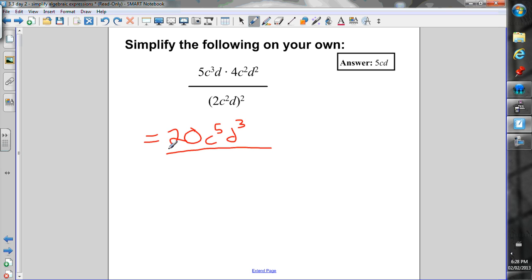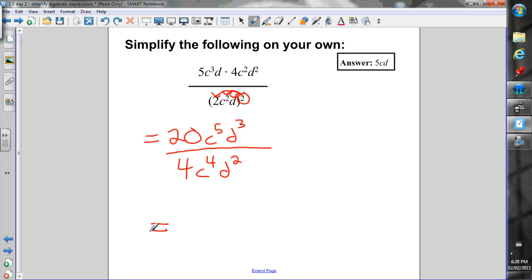On the bottom, the denominator, I need to apply this exponent of 2 to everything in the brackets. The 2, the c squared, and the d. 2 squared is 4. C squared squared, power of a power rule, tells me to keep the base the same and multiply the exponents. 2 times 2 is 4. And d squared is just d squared.